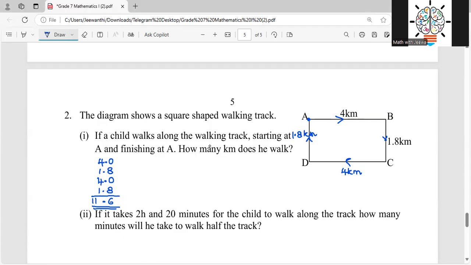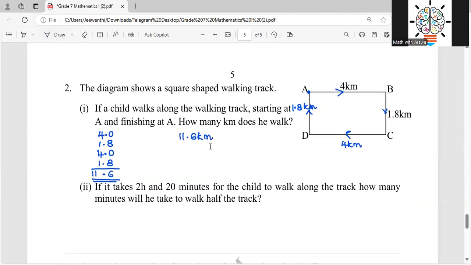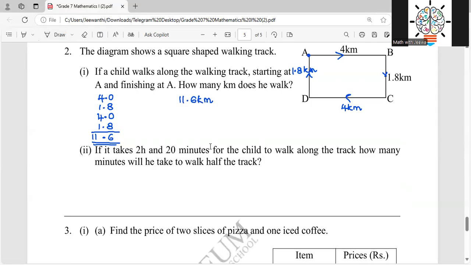How many kilometers does he walk? 11.6 kilometers, right? If it takes 2 hours and 20 minutes for the child to walk along the track, how many minutes will he take to walk half of the track? So if it takes 2 hours and 20 minutes for the whole track, how many minutes will he take to walk half the track?